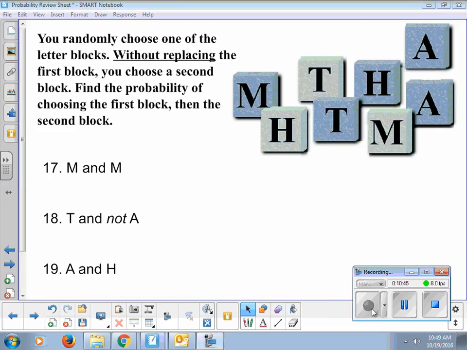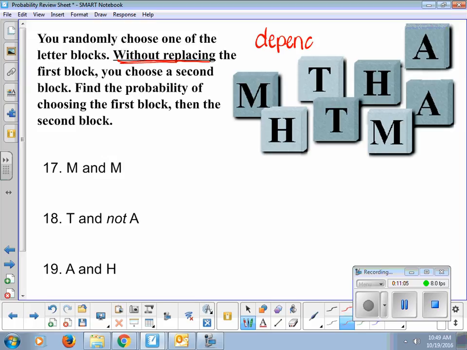You randomly choose the letter blocks without replacing the first block. You choose the second block. Find the probability of choosing the first block and then the second block. So, do we have independent or dependent events? Dependent. Whatever we choose the first time changes our probability on the second event.